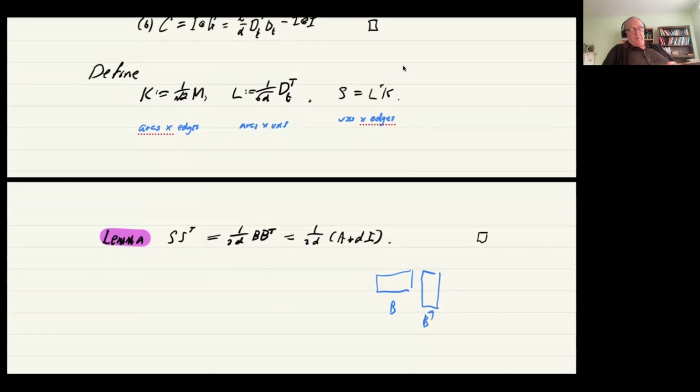And so we're taking the dot product of pairs of rows of B. Now the rows of B are indexed by vertices, and the number of common ones is the number of edges that join both those two vertices. And that's either 0 if they're not adjacent or 1 if they are. So this is equal to A plus DI. Okay, so this is standard. And so we're getting SS transpose given by this.